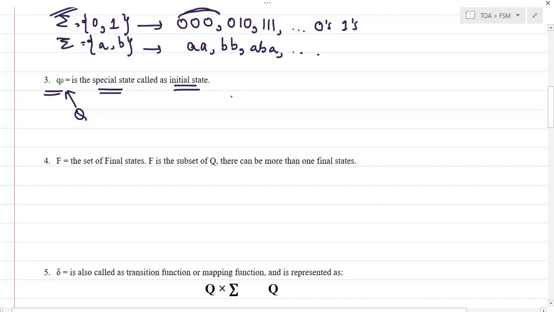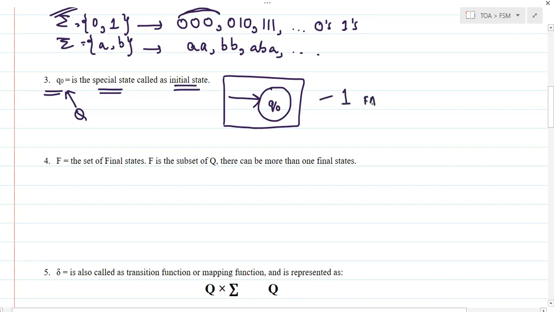It is represented by an arrow coming out of nowhere pointing towards a state. So this is the representation of an initial state, and inside this, as you already know, we have the name of the state. For example, here we write Q0. So Q0 is the initial state. You have to remember one thing, that we have only one initial state in our finite automata.